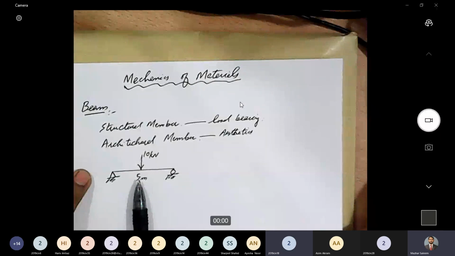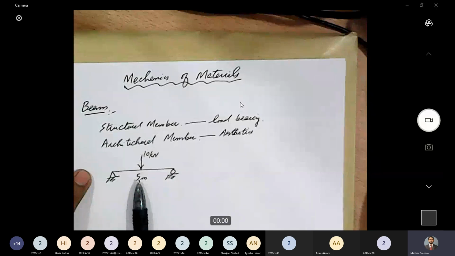Sir, can a cube act as a beam? Can a cube? Yes, sir, because it has the same length and height. Yes, I don't think so, because its cross-sectional dimensions are the same as its span.